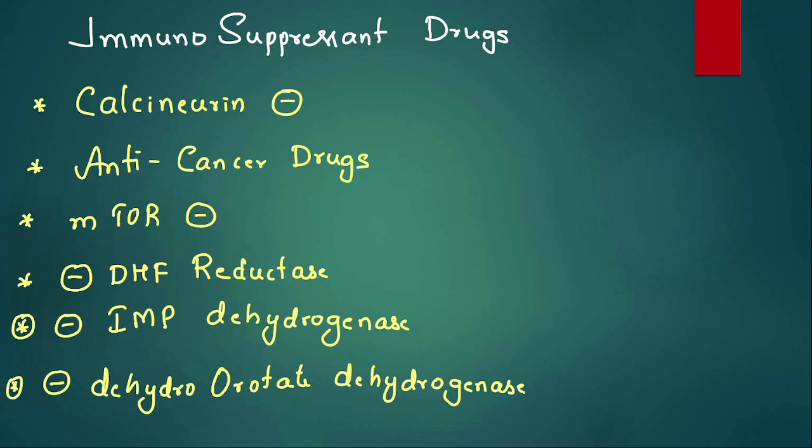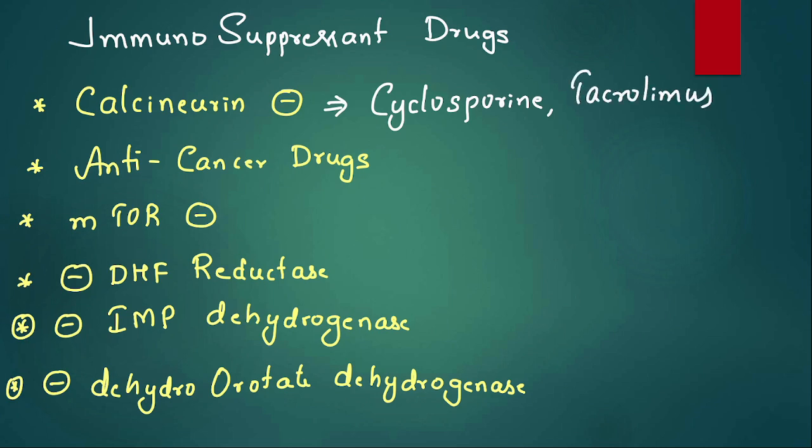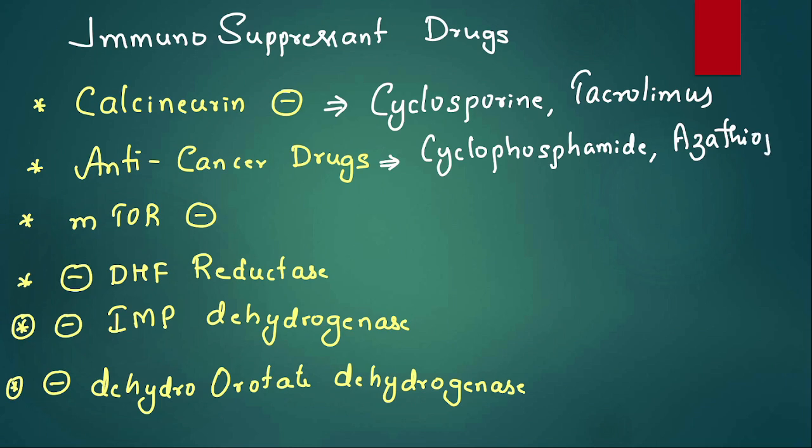And also we'll discuss some immunosuppressant drugs quickly. What are the calcineurin inhibitors used as immunosuppressant? The names are cyclosporin and tacrolimus. And then what are the anti-cancer drugs used as immunosuppressant? Cyclophosphamide, and one more drug, azathioprine. mTOR inhibitor, sirolimus. Usually they end with limus, they are used in stents.